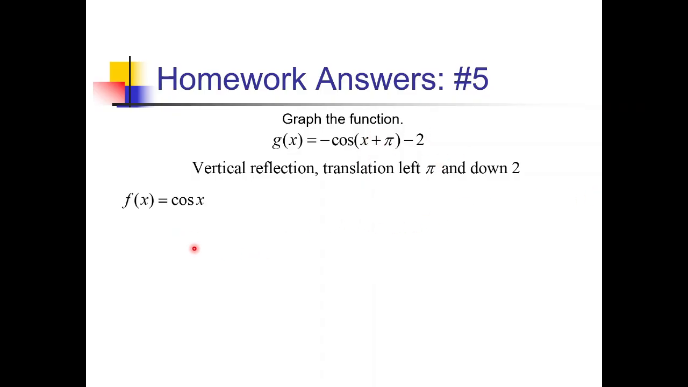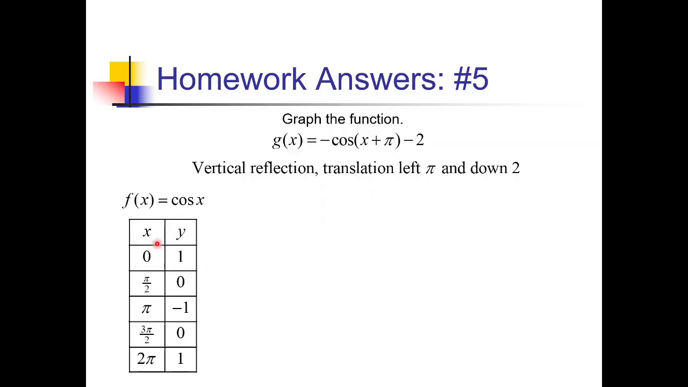So here is our cosine parent table. We've got 0, 1, and the rest of all those.